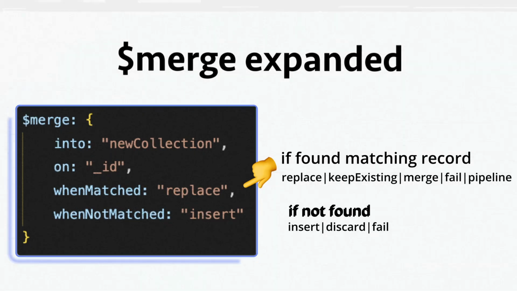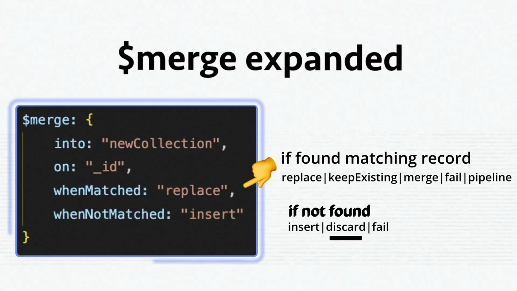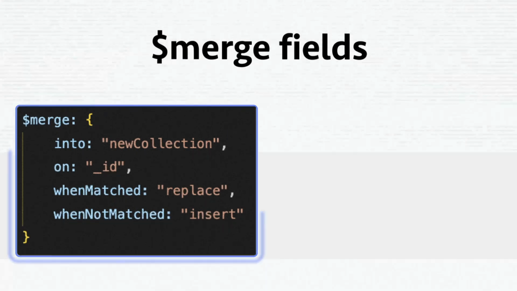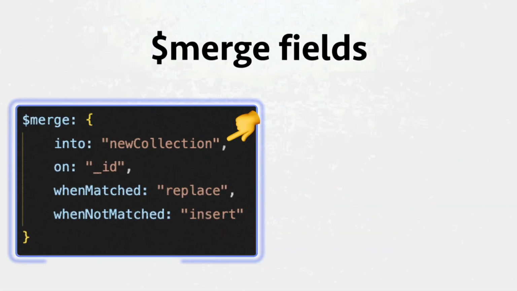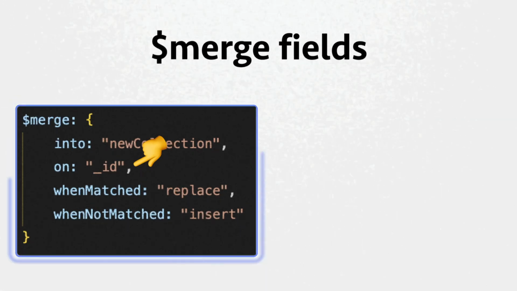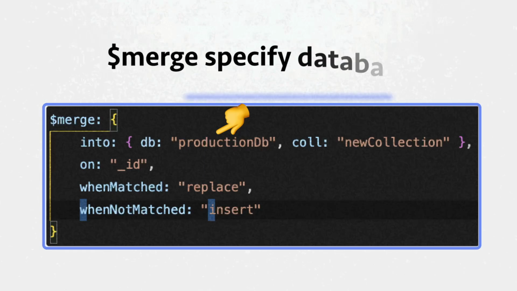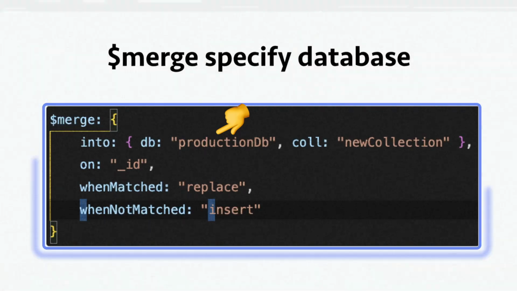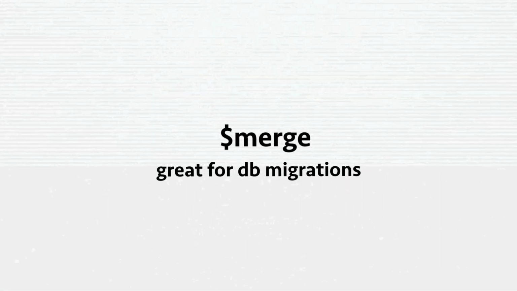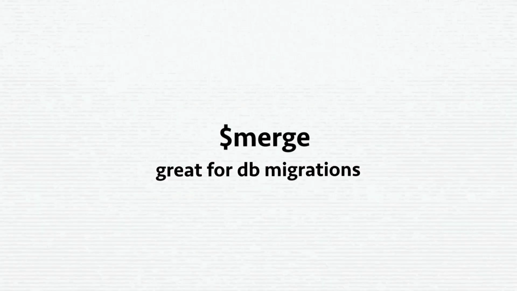If the document is not found, you can either insert it, discard it, or fail the aggregation. Also, to finish explaining all the fields in the expanded version, into is the new collection you want to write in, and on is the database field to determine whether the operation is an overlap or not. The into field can have an expanded version if you want to output to another database. Merge is very useful for database migrations as you can get very granular with your overriding rules.